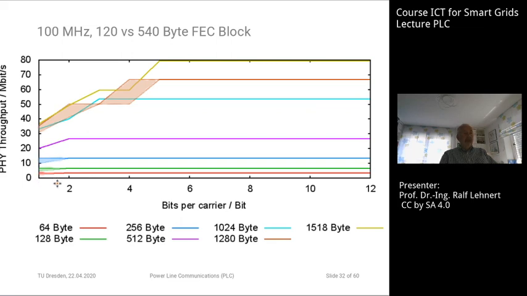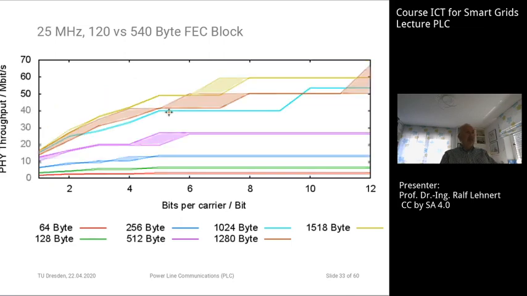In the other case, with a long payload, you can really make use of up to about 5 bits per carrier, and in this case you will reach about 80 megabits per second, but it is limited due to the fact that the coding scheme limits the possible bandwidth. The maximum you can achieve, as in this case, is simply about 80 megabits per second.